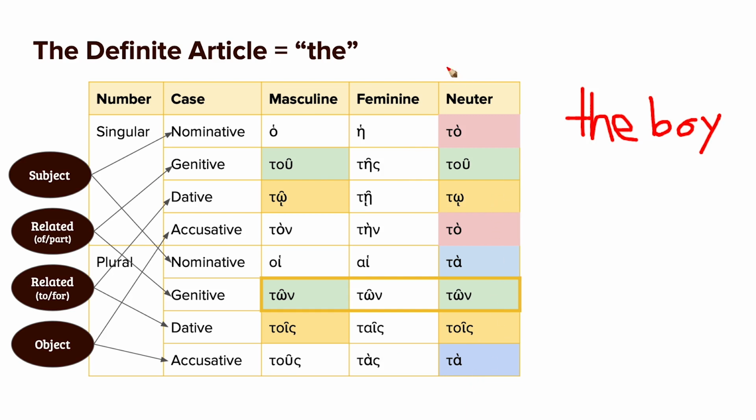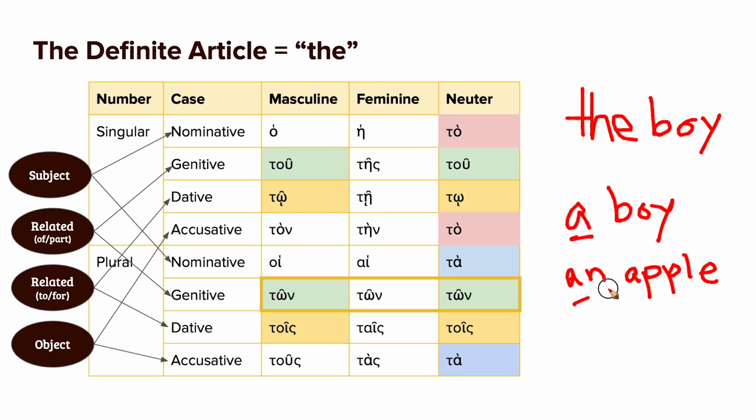Now, the good news is there is no indefinite article like a or an. Like we would have a boy or an apple. Those are indefinite articles, the a and the an. Those don't exist in Greek, so we don't have to remember those, all right? So Greek doesn't use that. They just basically don't include anything.